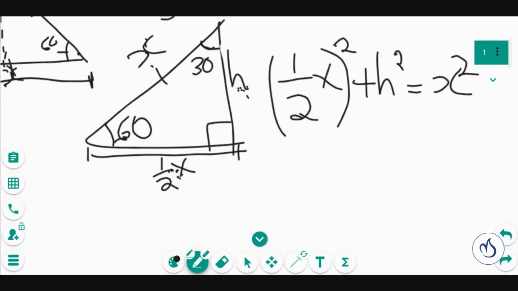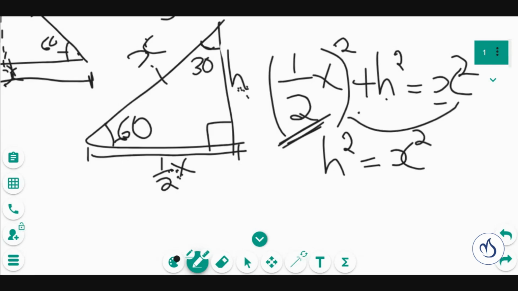Yes. Now, since I want to get the value of h in terms of x, I will make h the subject. I'll have h squared being equal to x squared. So I'm going to carry this and I take it to this side. Since we are crossing the equal sign, it's going to become negative. At the same time, I am squaring. When I square a half, I get a quarter.